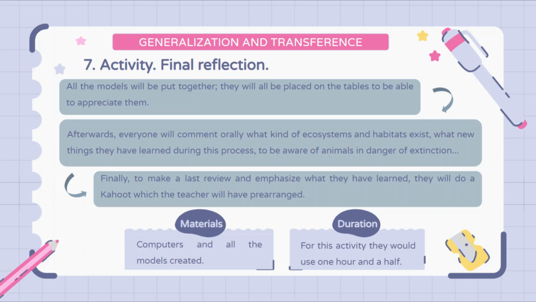Finally, to make a last review and emphasize what they have learned, they will do a Kahoot, which the teacher will have prepared. The students will have to answer different questions with different possible answers, which will be related to the theme that has been given in these last activities. In this way, when they get questions right, they will emphasize what they know, while at the same time they will learn from the questions they get wrong. The materials for this are the computers and all the models they have created, and the duration for this activity is going to be 1.5 hours.